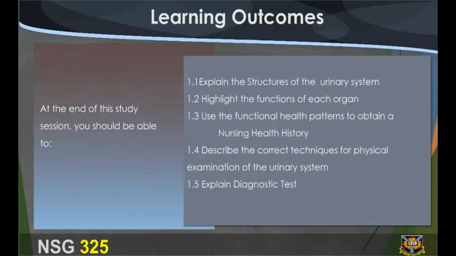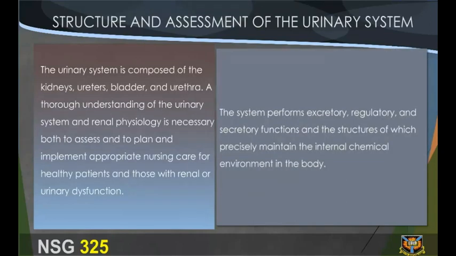Learning outcomes. At the end of this study session, you shall be able to: 1. Explain the structures of the urinary system. 2. Highlight the functions of each organ. 3. Use the functional health patterns to obtain a nursing health history. 4. Describe the correct techniques for physical examination of the urinary system. 5. Explain diagnostic tests.